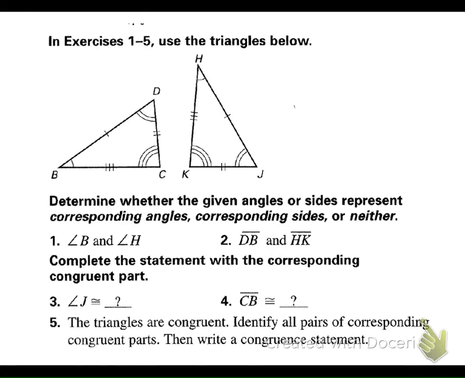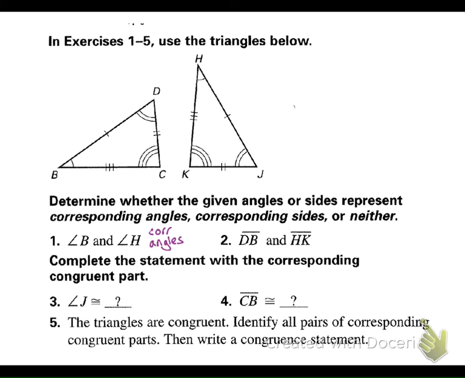So with the first one, we're deciding if it's corresponding pair of angles, corresponding sides, or neither. So we look at angle B, and we have one arc. And we look at angle H, and we have one arc. The arc numbers match, so we can say that they are corresponding. Are they angles or sides? Angles. They're angles. So we call them corresponding angles.